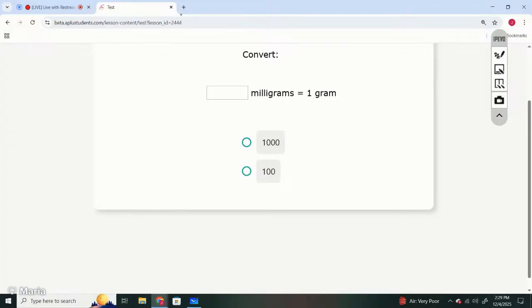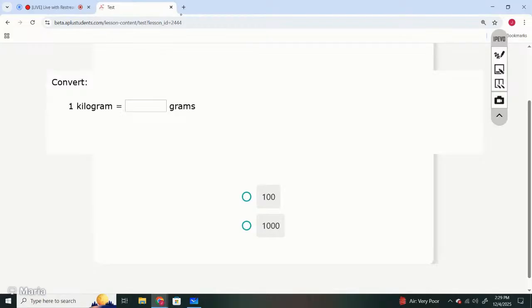1 gram equals how many milligrams? 1 gram equals 1000 milligrams. Option number 1 is the correct option. 1 kilogram equals how many grams? Very good, 1000 grams it is.